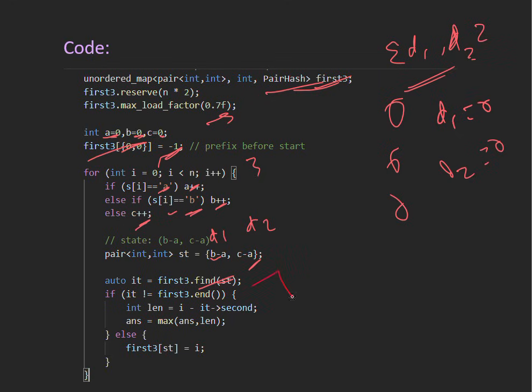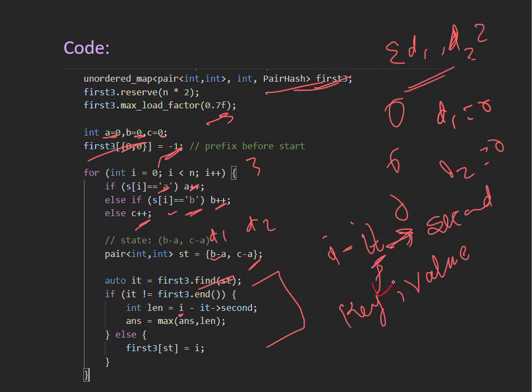If we get this in the map, then we compute the length, that is i minus the stored index. It is our iterator, or we can say pointer, that's why we will be using arrow and second. The map has key and value, so it arrow first will give us the key, it arrow second will give us the value, that is the index of this previous pair where it was seen earlier, and then we'll update our answer. If it is not seen earlier, then we'll be pushing this pair in the map, right?